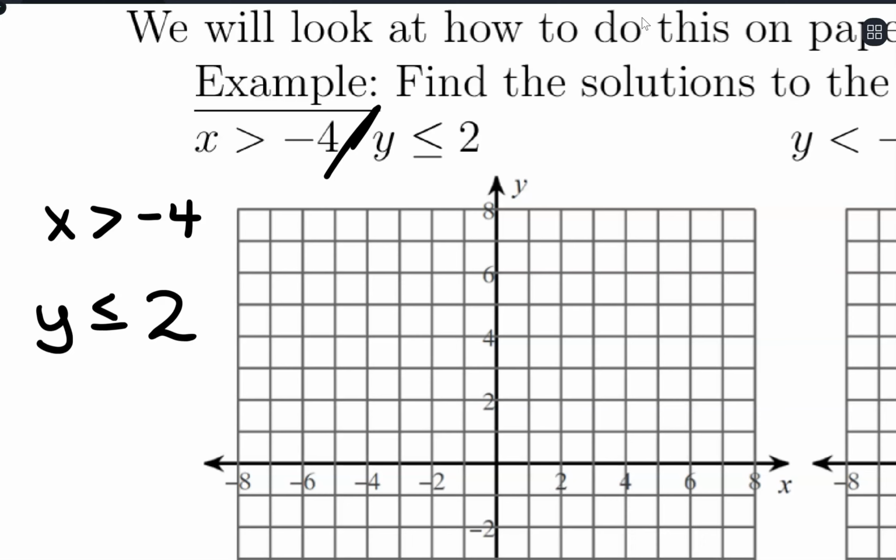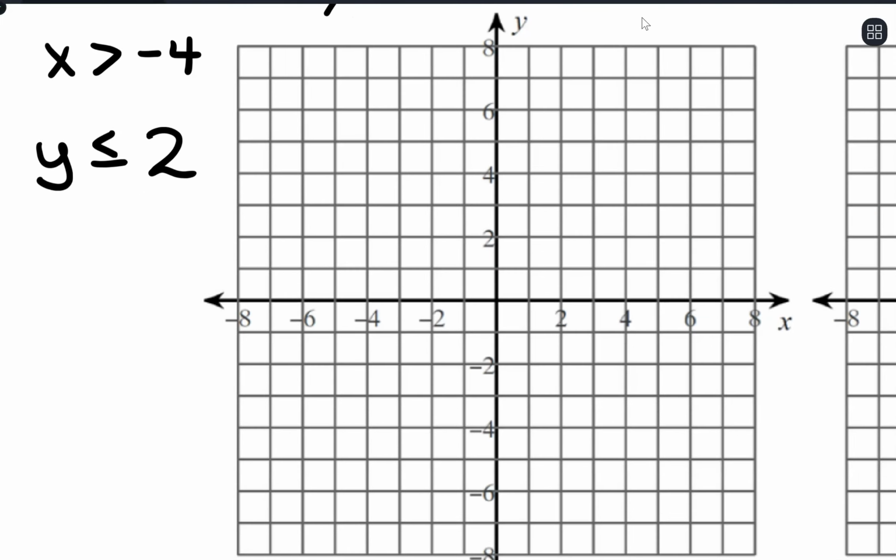So let's start with x is more than -4. If I was graphing x equals -4, that would be a vertical line at -4, something like that. But we just have the more than symbol, so that means I want to use a dashed line. So at x equals -4, I'm going to have a dashed line going vertically up and down. Then I am going to make a note of which region I would shade. We want the x values that are larger than -4, so I would want to be shading to the right-hand side of this line.